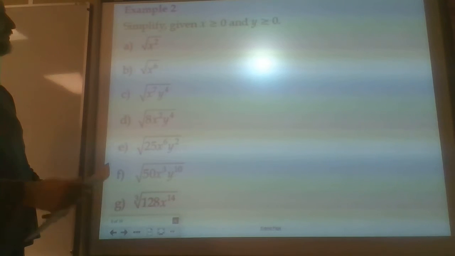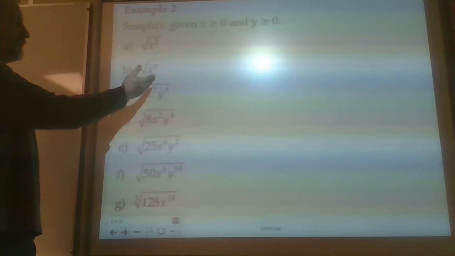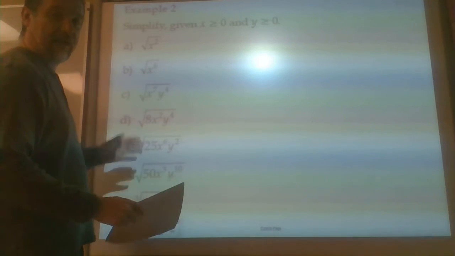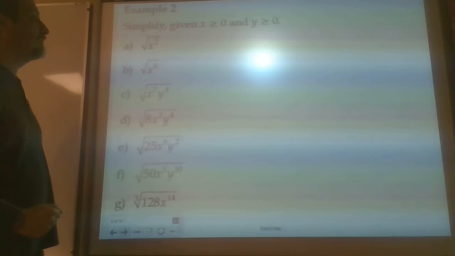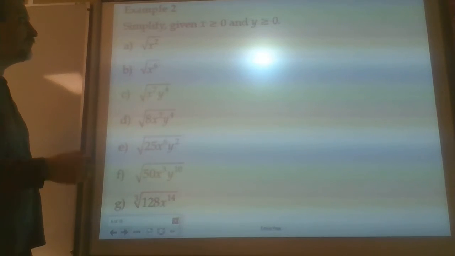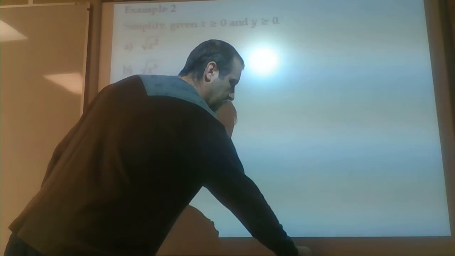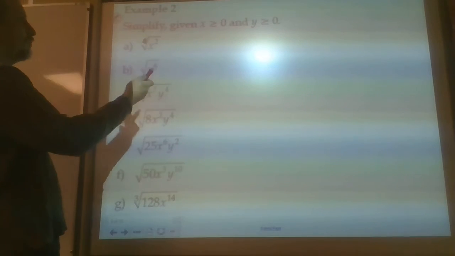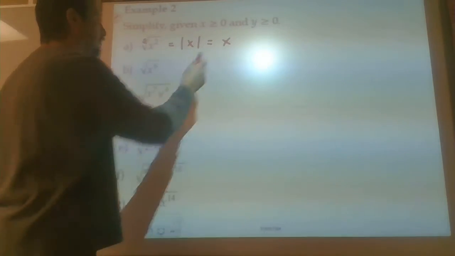So simplify, given that x is greater than or equal to 0, y is greater than or equal to 0. So they give us two variables, x's and y's. Of course, these have to be greater than or equal to 0, because if our radicand is a negative number, we can't find the square root of it. So they're just giving us some restrictions on the variables. Otherwise, we're doing the same thing, but now we're including variables as well. Let's go with, right, so the index here is 2, so the square root of x squared is going to be the absolute value of x, which would just equal x.